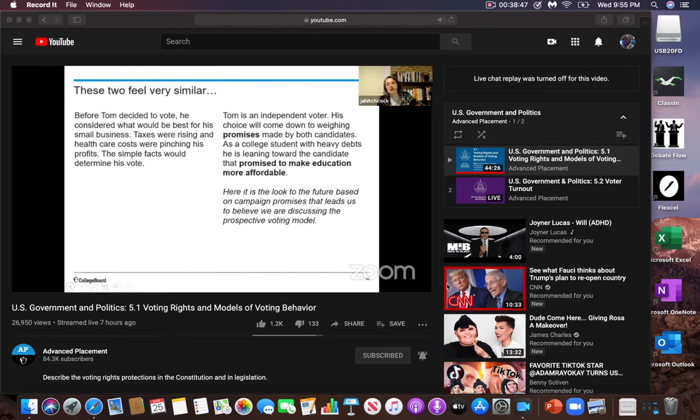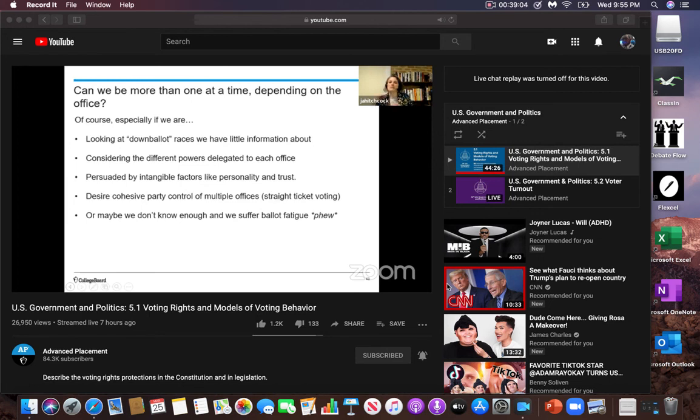Versus Tom as an independent voter, he's talking way more about promises from both candidates, promises to make education more affordable. That's future. That's looking to see what the future might bring us. And that is why we're going to go for prospective. Okay, so great question. Can we be more than one at a time, depending on the office? And the answer is, of course, right?